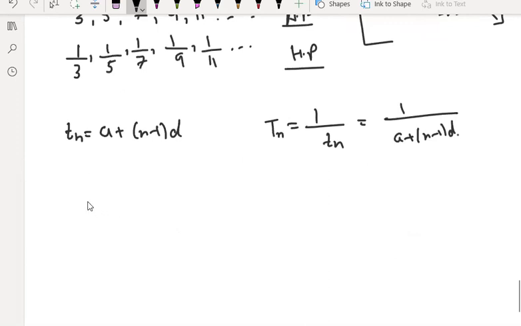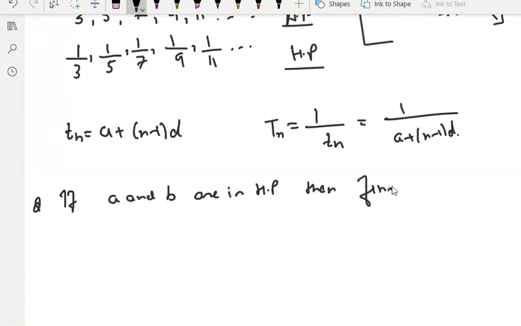Now, what do you think about HM? Harmonic mean, right? I'll just tell you how to do it. Think about it. So the question is, if A and B are in HP, then what is HM? Find the harmonic mean.